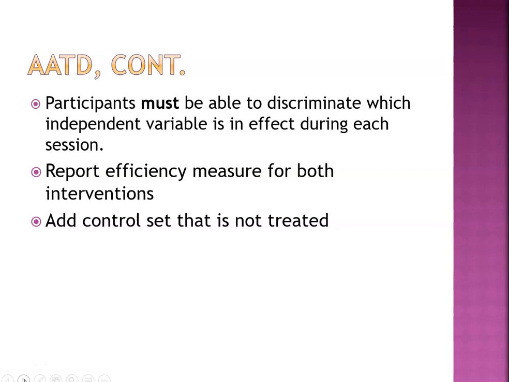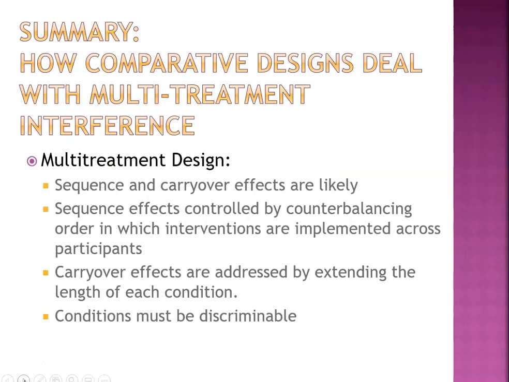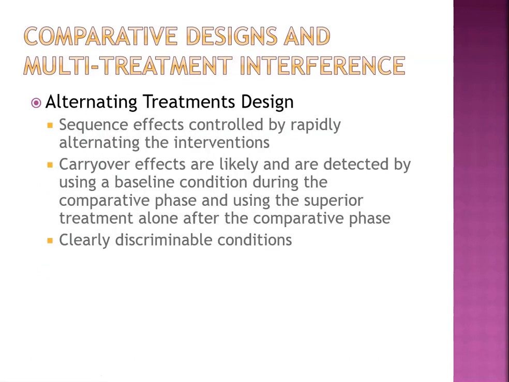You also have to report your reliability and fidelity measures for both interventions. And it's possible adding a control set of behavior that is not treated or does not have an intervention to improve that functional relation and experimental control. So these multi-treatment designs can be impacted by sequence and carryover effects. By counterbalancing, we can rule those out as threats to your internal validity. But remember, those two intervention conditions must be discriminable by the student.